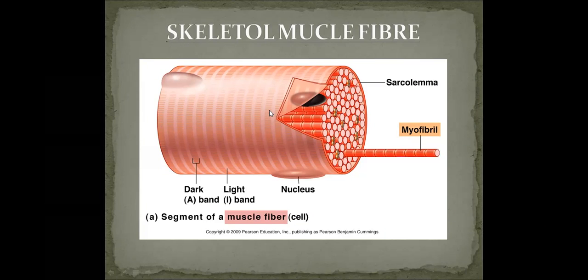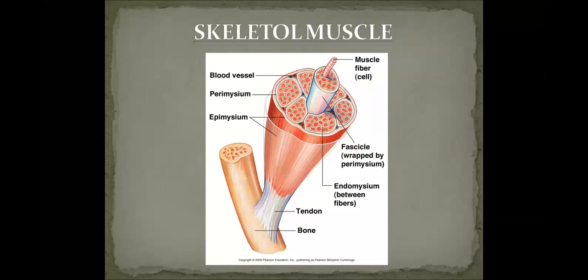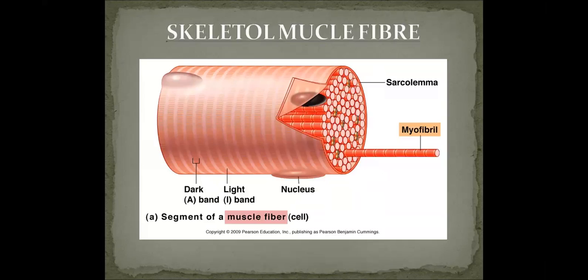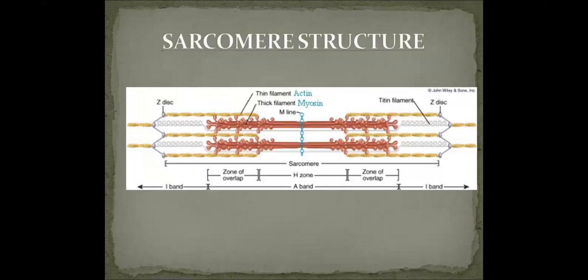So each single muscle cell will have these alternate bandings, dark band and light band. Again, dark band, light band. So alternatively, they are arranged. How these alternatively formed dark and light bands are forming, we will see in tomorrow's class. As these bands are present, these fibers are called striated muscle fibers. And all this we will also see in tomorrow's class.